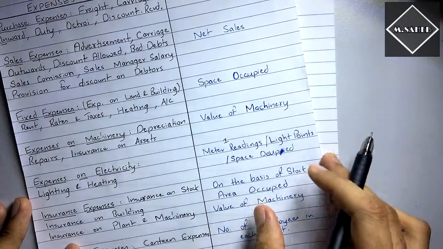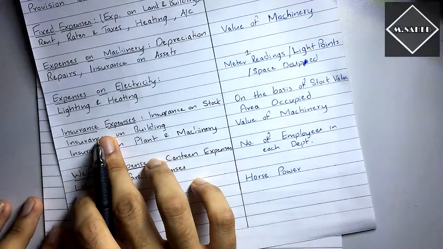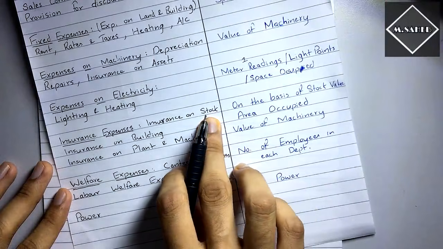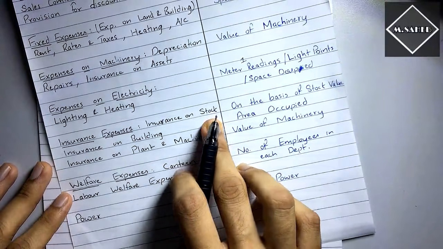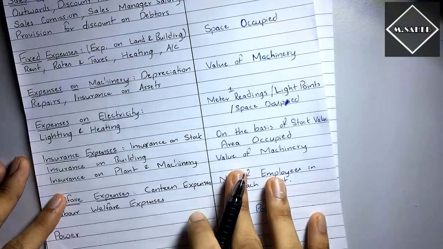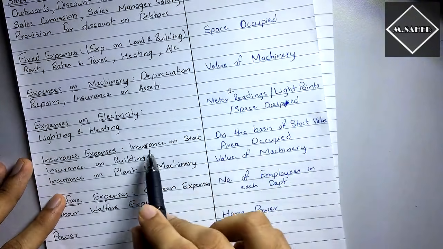Remember that. Then here we have insurance expenses. See, first we have insurance on stock. Now the word stock comes, right? Stock word is coming over here. So simple. How much stock is held by each of the departments? Based on that, you have to divide that insurance premium.